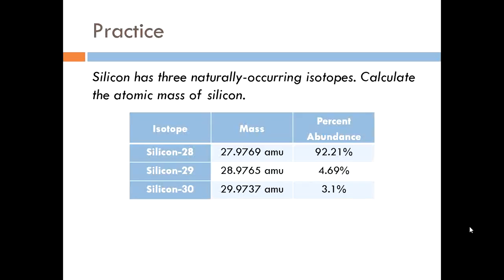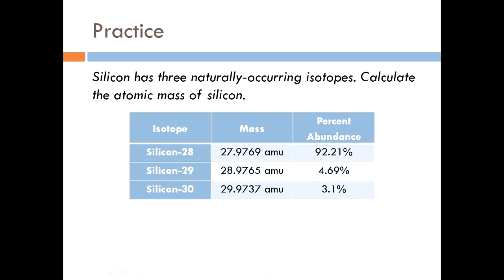Now let's take a look at this example together. Silicon has 3 naturally occurring isotopes. Calculate the atomic mass of silicon. Notice that silicon has 3 different isotopes, silicon 28, silicon 29, and silicon 30. The individual masses of each isotope are given to you, and the percent abundances are also given.